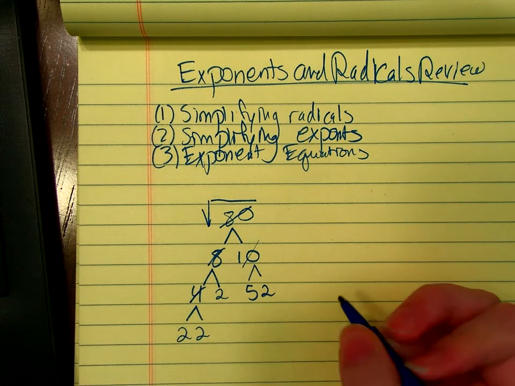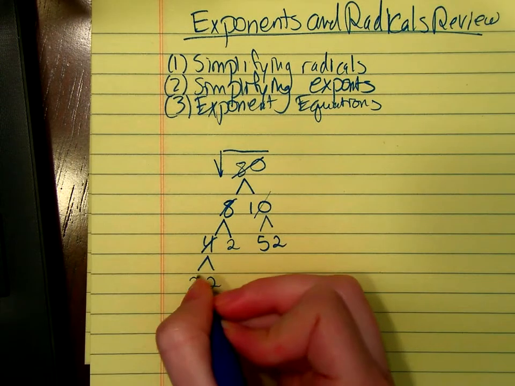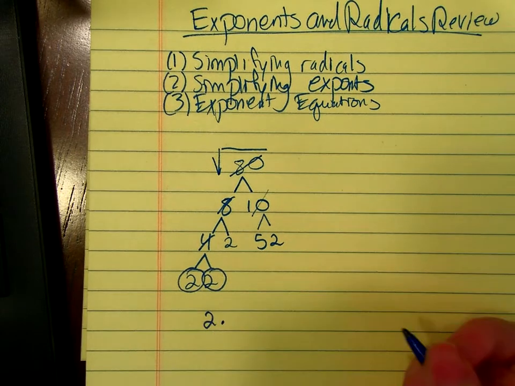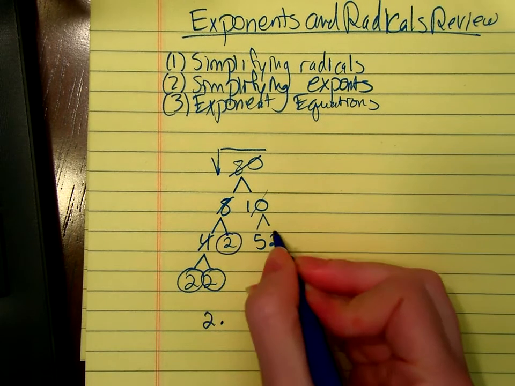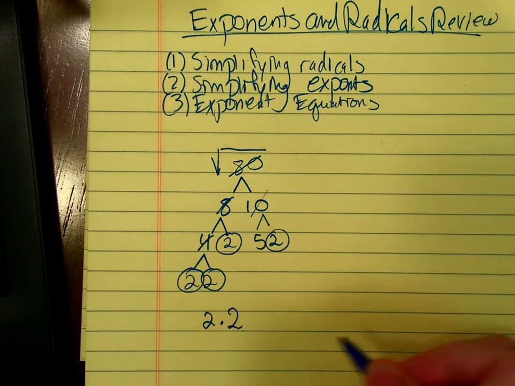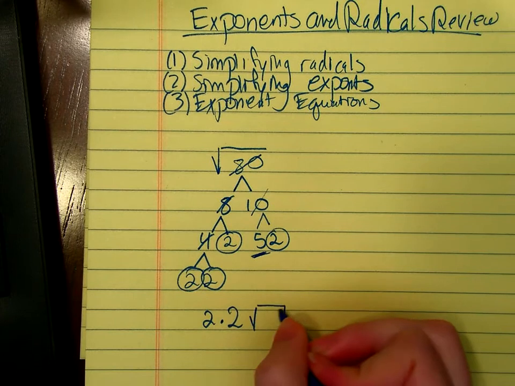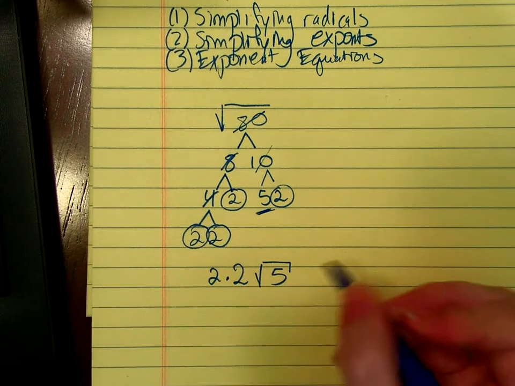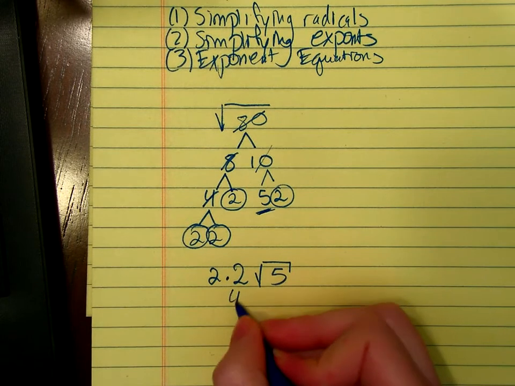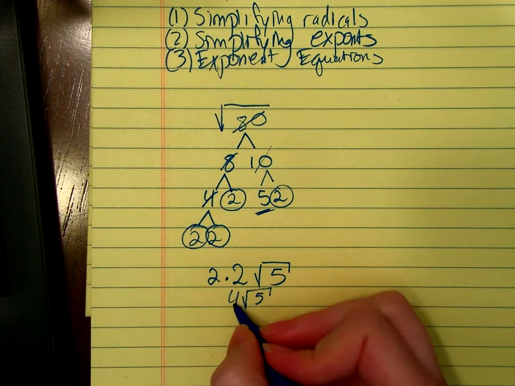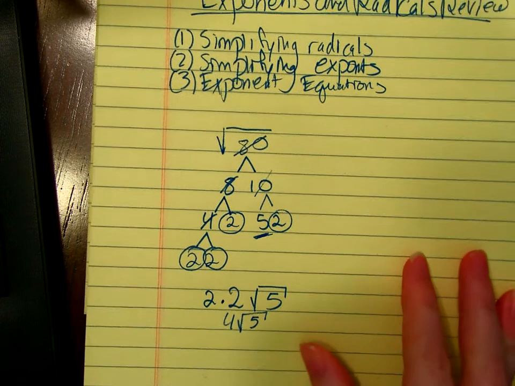And now we start circling all of our pairs. So we've got one pair of 2s, so we can pull a 2 out front. We have another pair of 2s, we can pull another 2 out front. And we're left with a 5, so we're left with root 5. Now 2 times 2 gives me 4. So the square root of 80 is the same as 4 root 5.